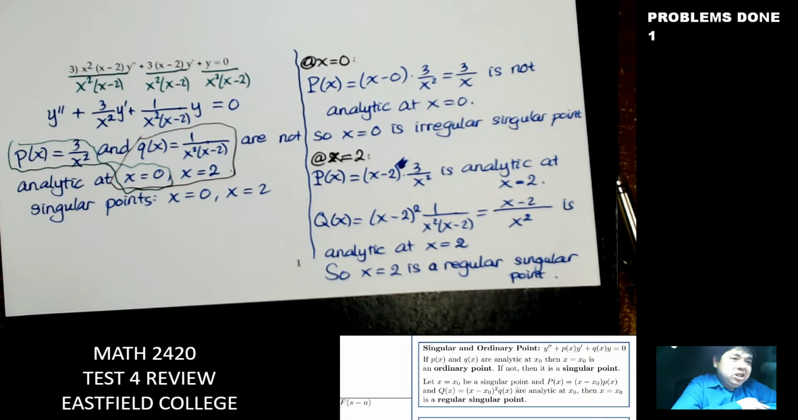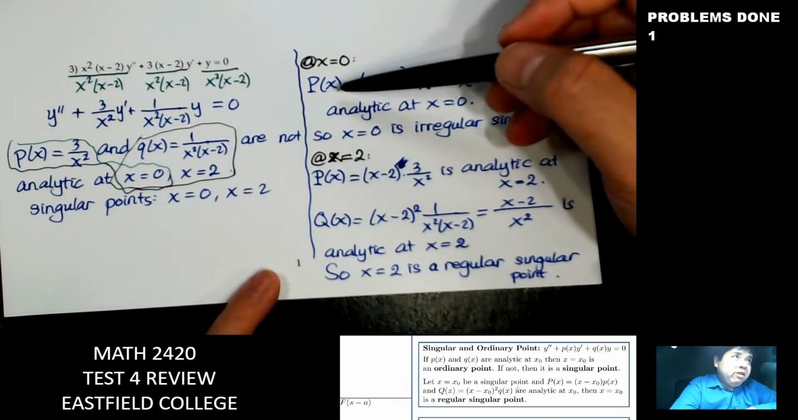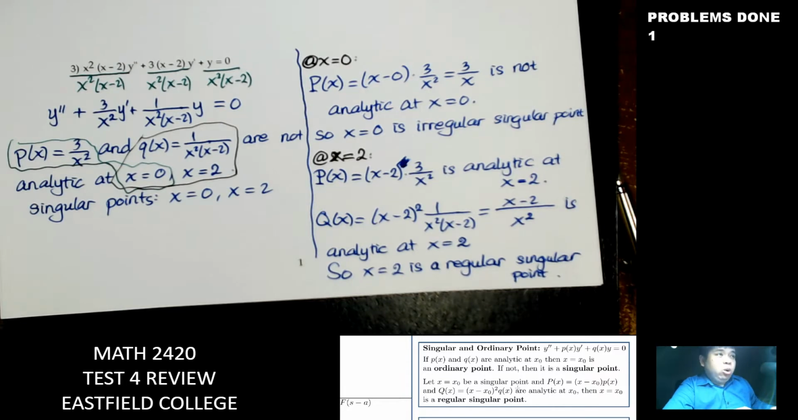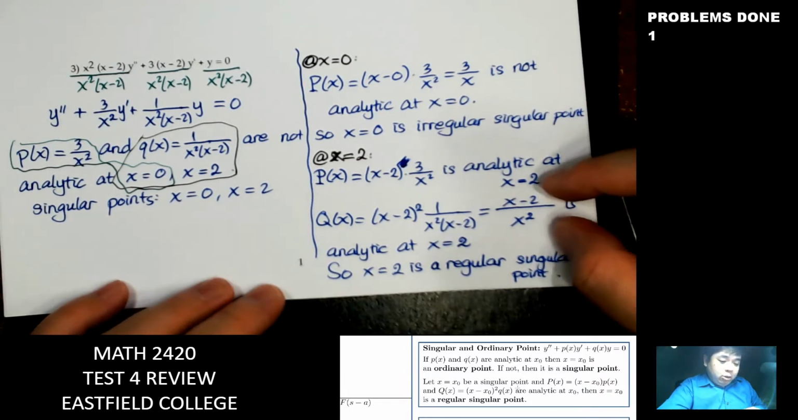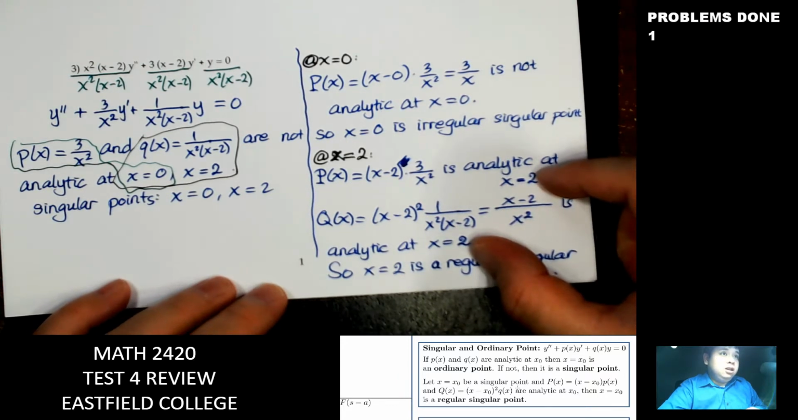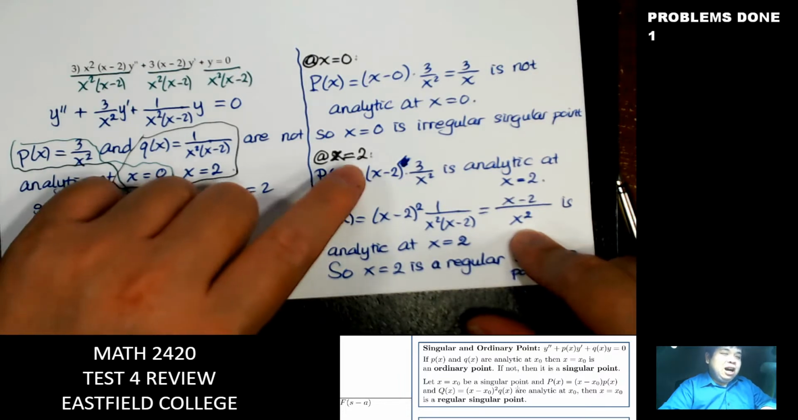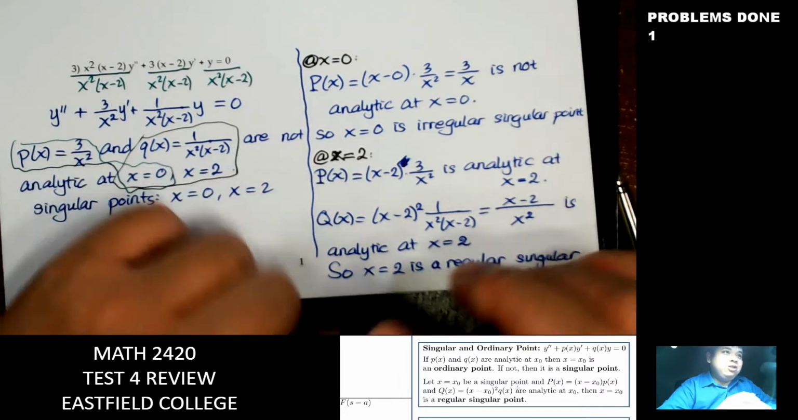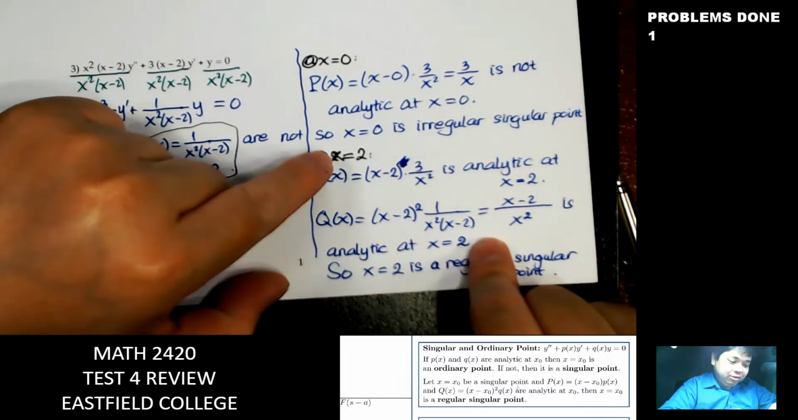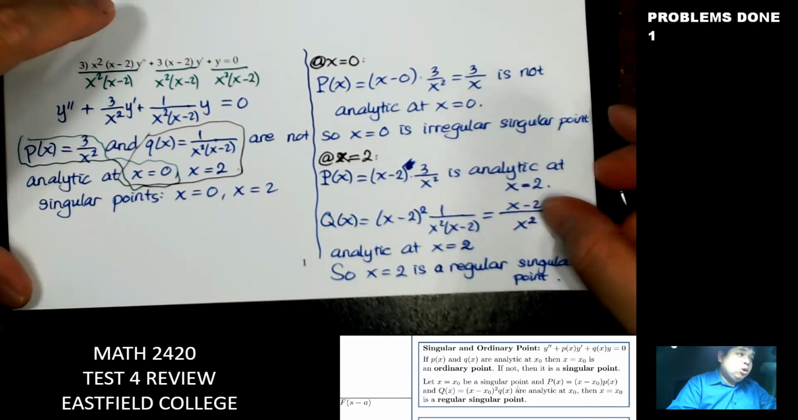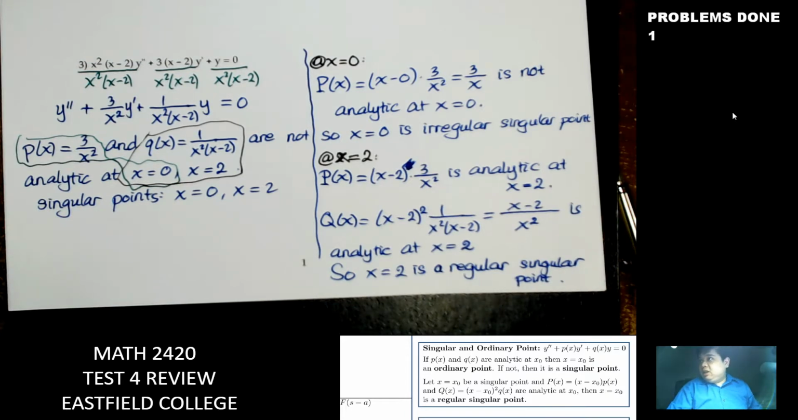So once again, we need to find capital P of x and capital Q of x. If both of them are analytic, then the point is a regular singular point. And it is analytic at the point. Of course, if we put 0 in here, it is undefined, but we check for x equal to 2 though. So yeah, it is defined at x equal to 2. So that is 3.